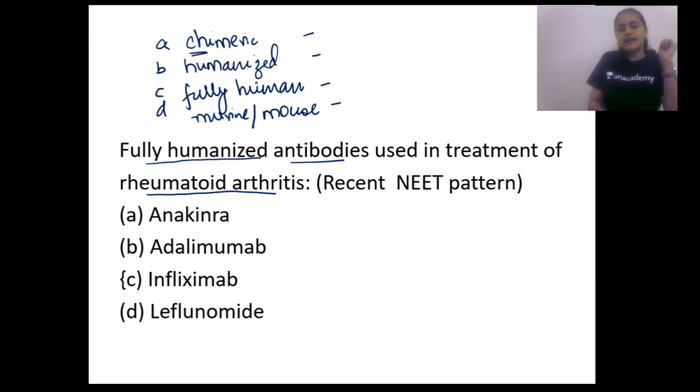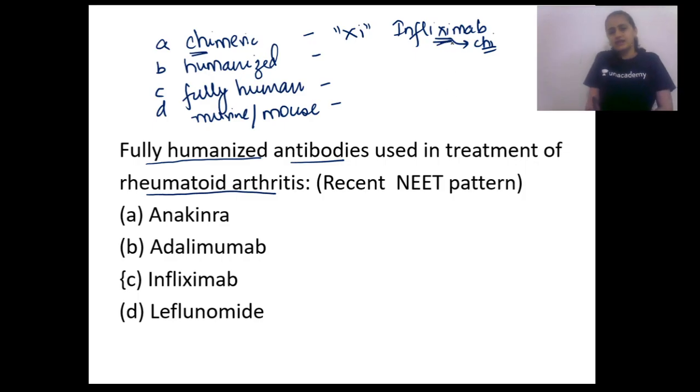When it is a chimeric antibody, remember in the name it will have XI. Like infliximab: XI tells you that it is chimeric. So remember, XI is like your CHI, that is chimeric. So rituximab, again XI would be chimeric.